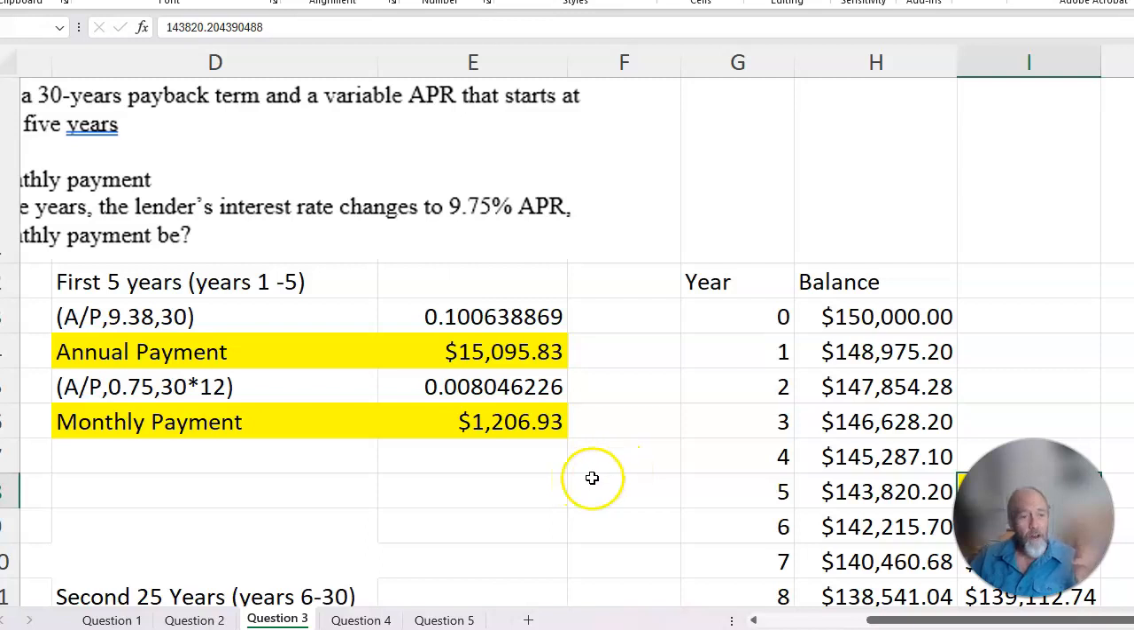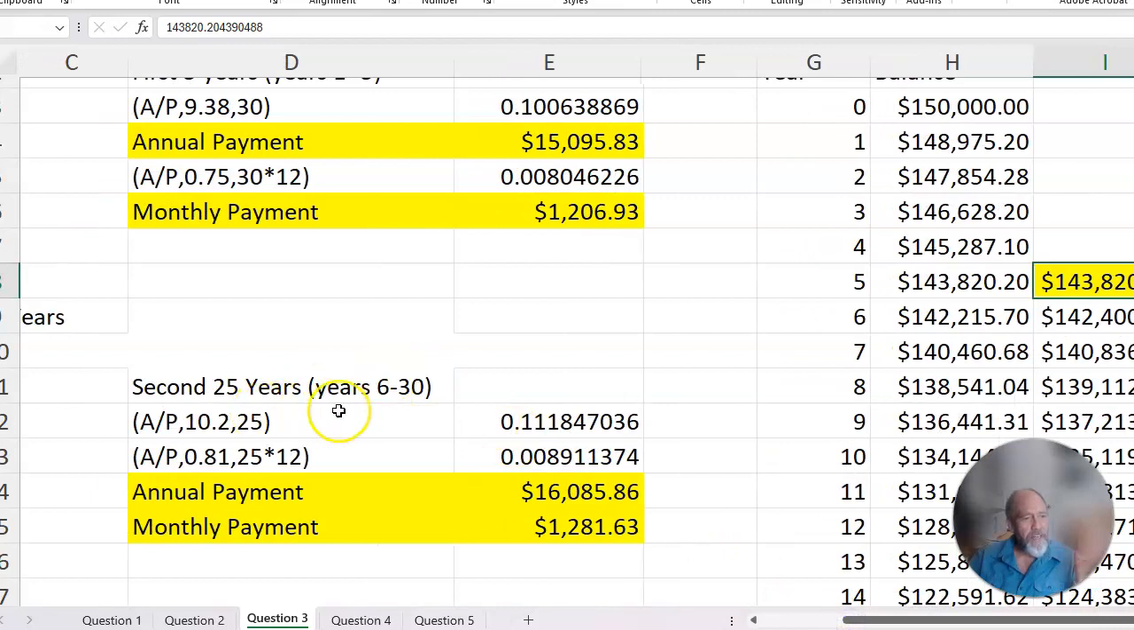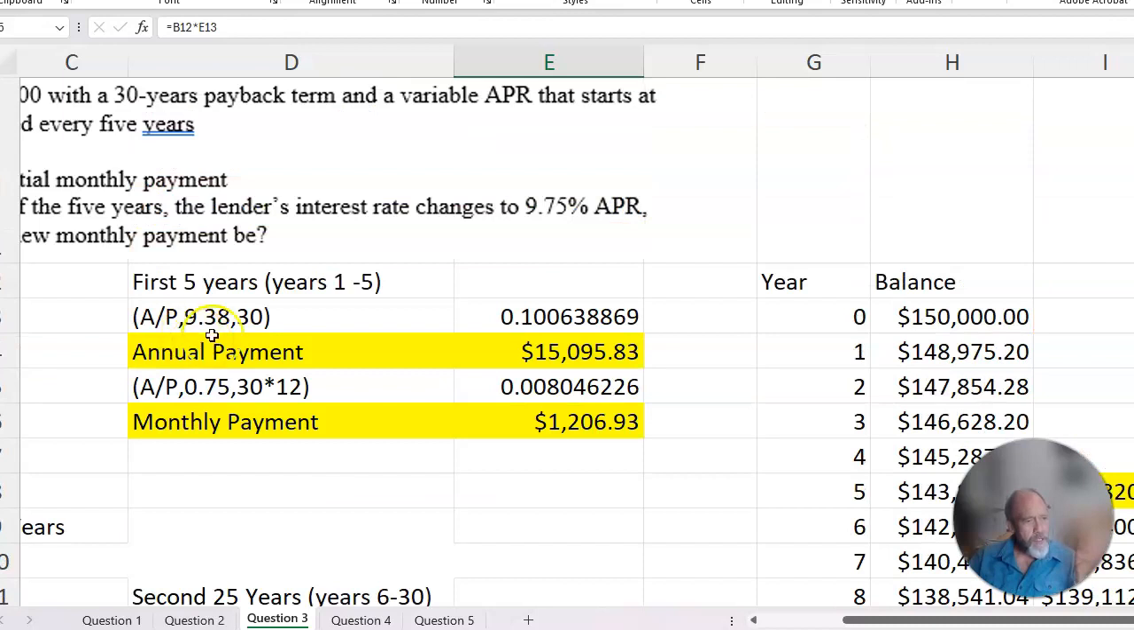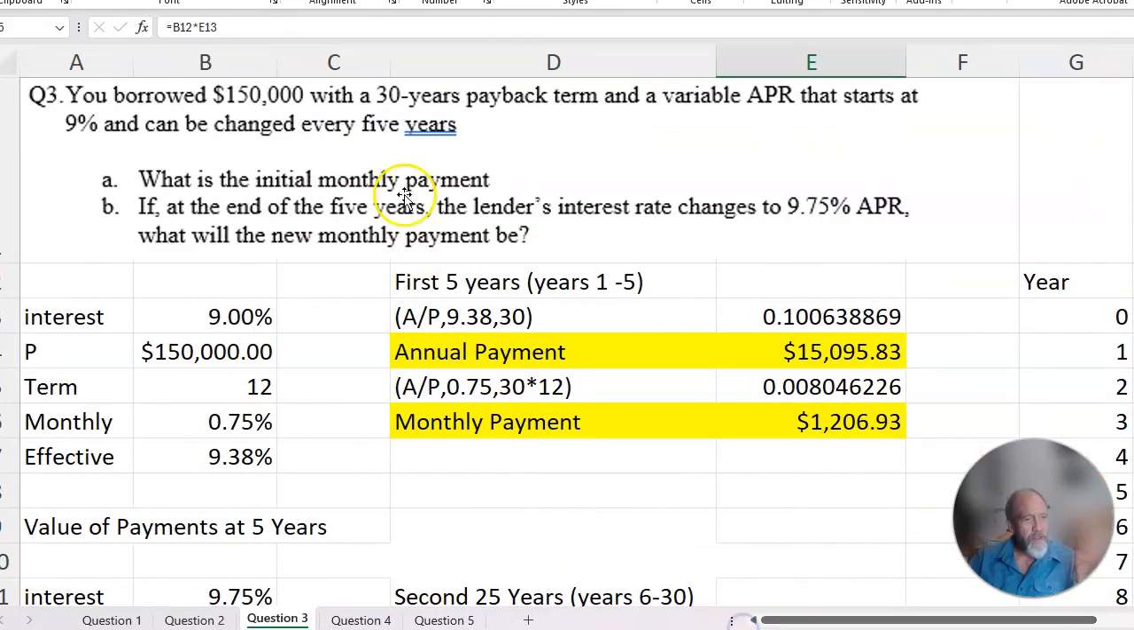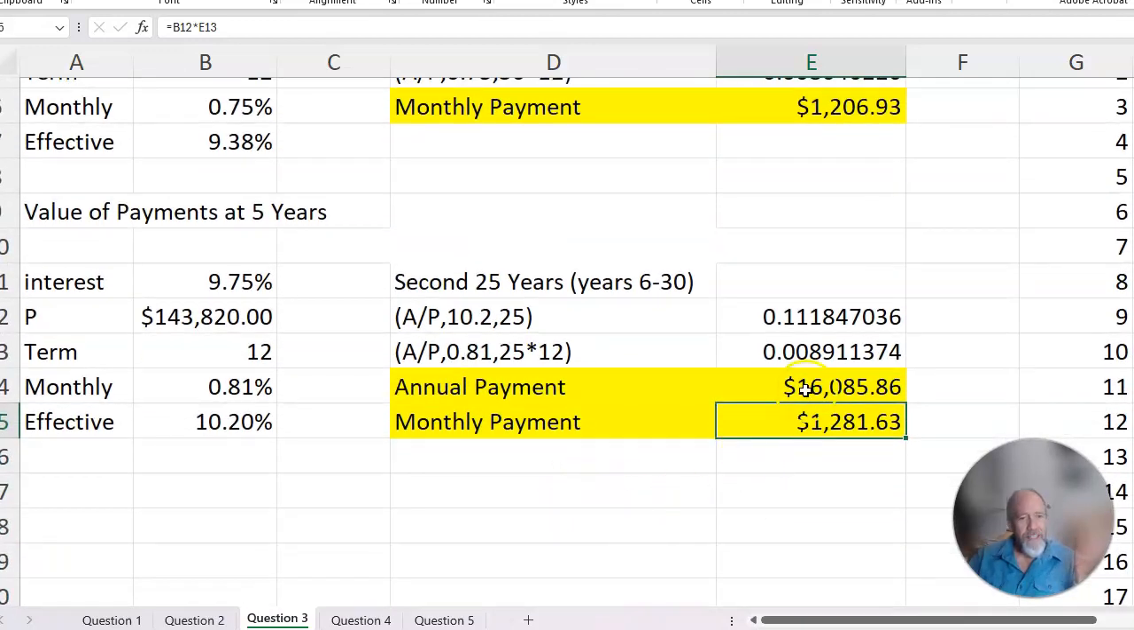I now know that I owe a whopping $143,820 after 5 years of paying $1,206.93 a month. But just like I did with that first A over P, I can now calculate the second one and get a new monthly payment. I think that's what it's asking me for. What is my new monthly payment if the interest rate changes to 9.75? Well, I've got what I owe, the 143,820. I just copied that from the amortization table.